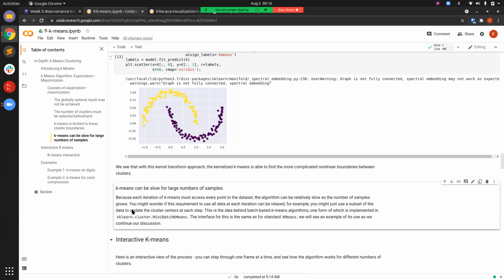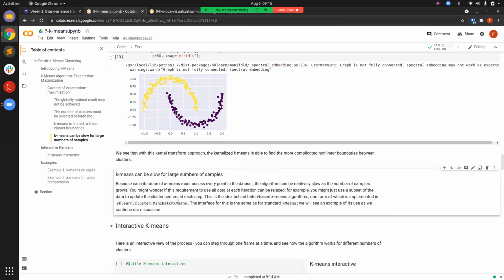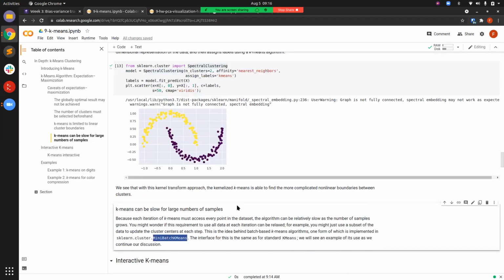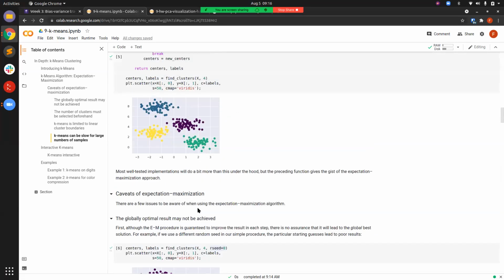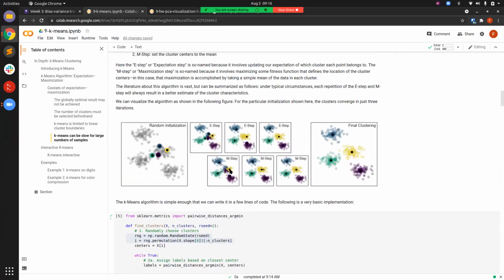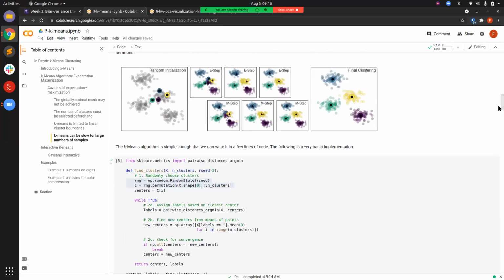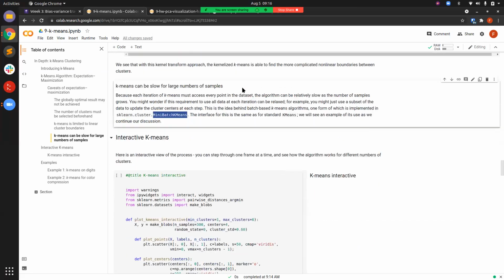There's an alternative, mini-batch k-means, where we use only a subset of the data to update the cluster centers. So when we find the cluster centers, let's say that's this point. Mini-batch k-means uses a random sample of the data to update the cluster centers. And that's a little faster because it doesn't need to compute nearly as many distances. So that's an alternative if you want it to be a little faster.